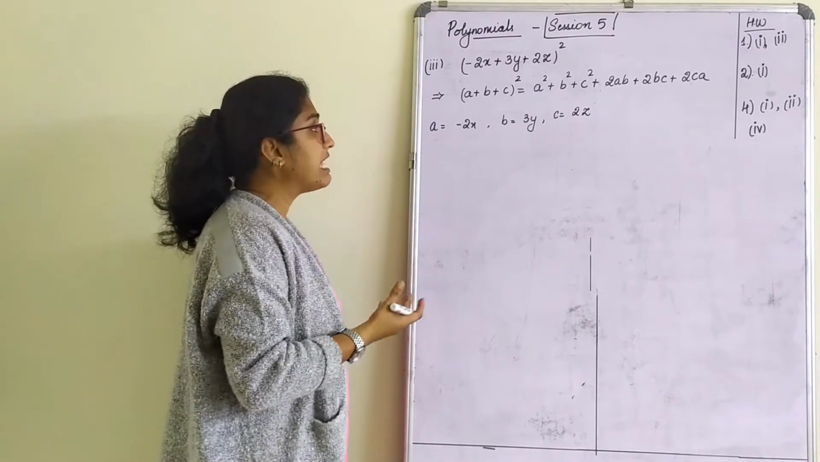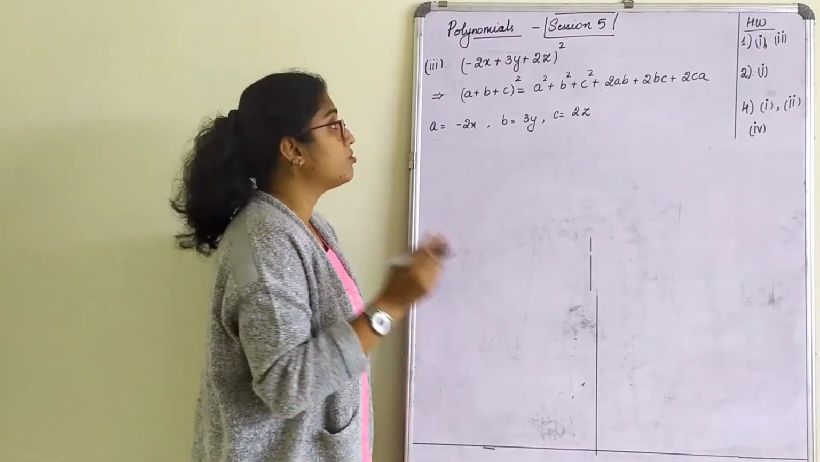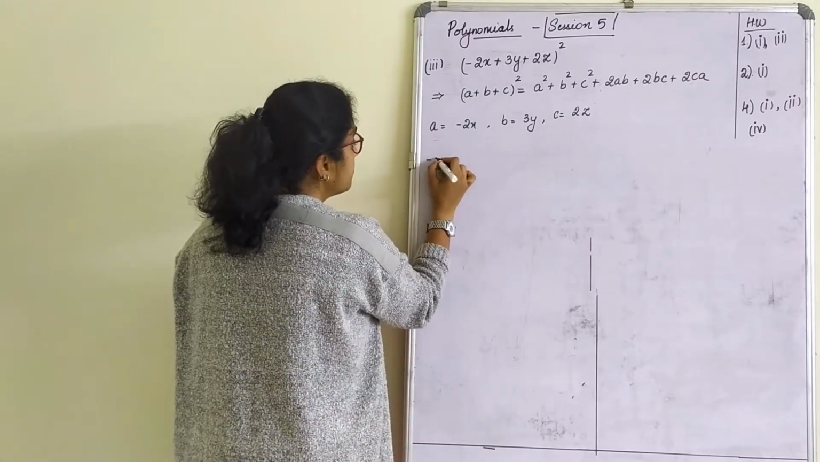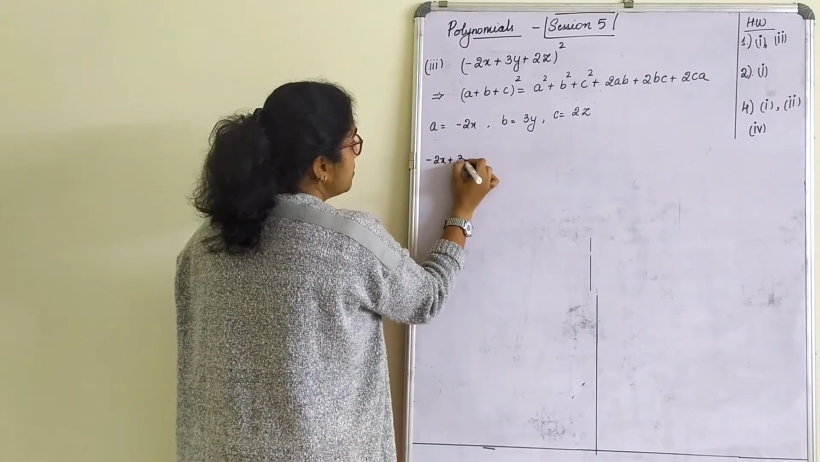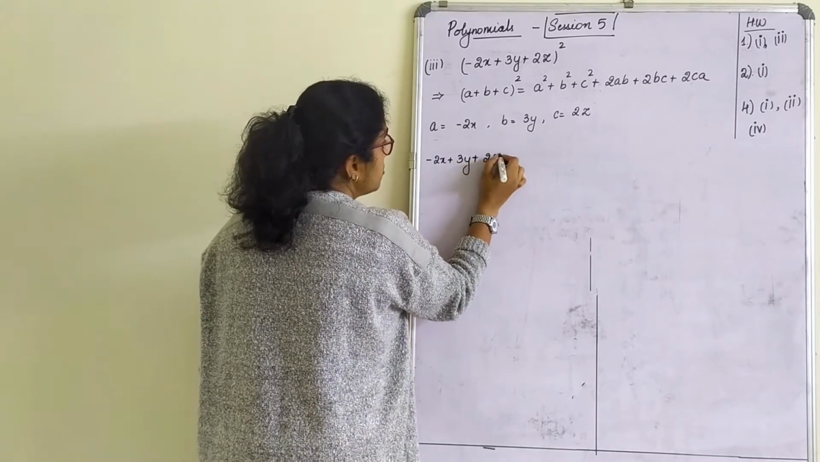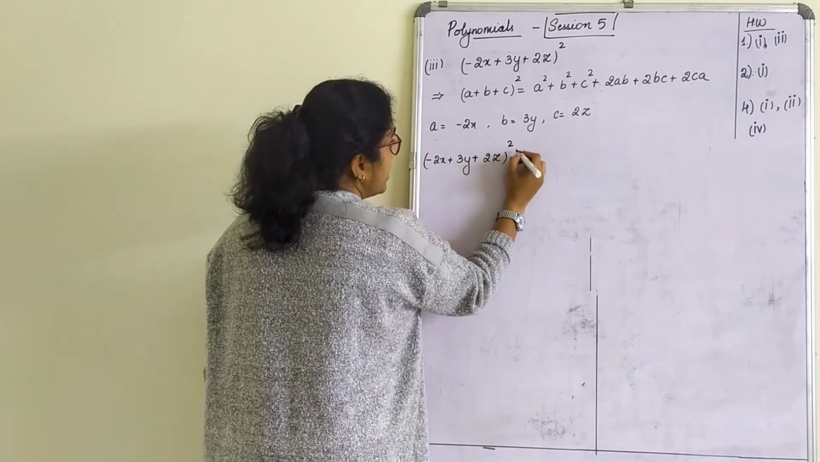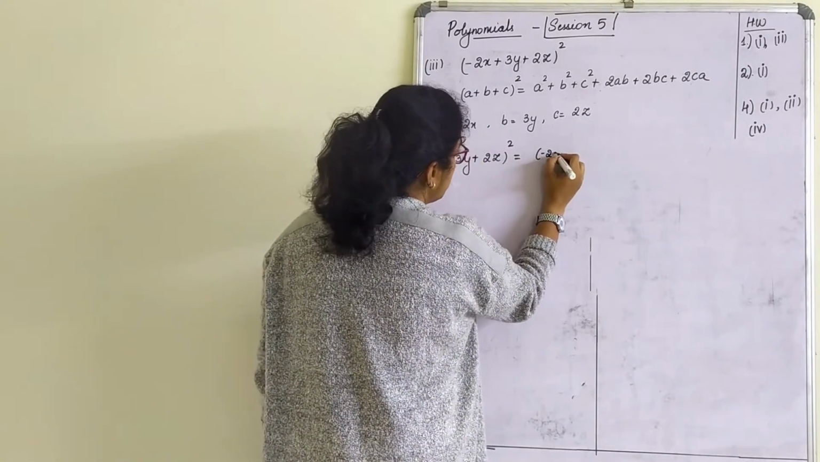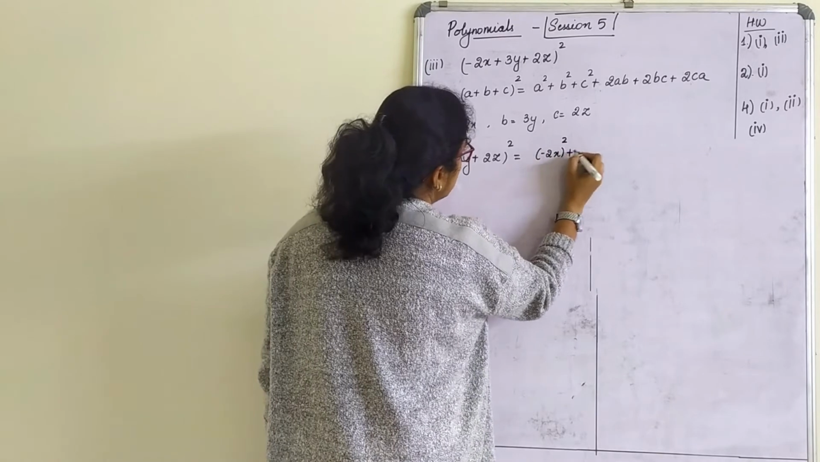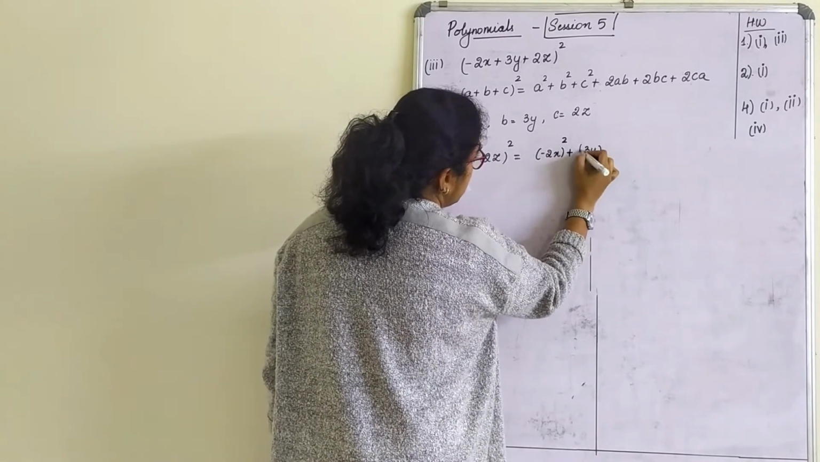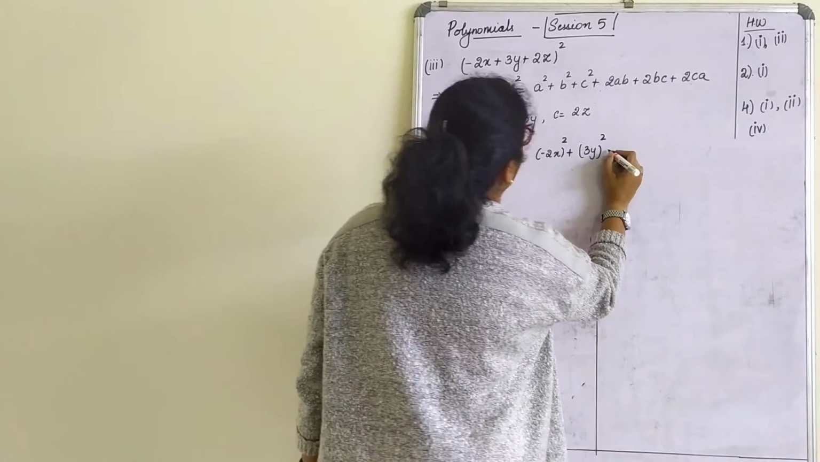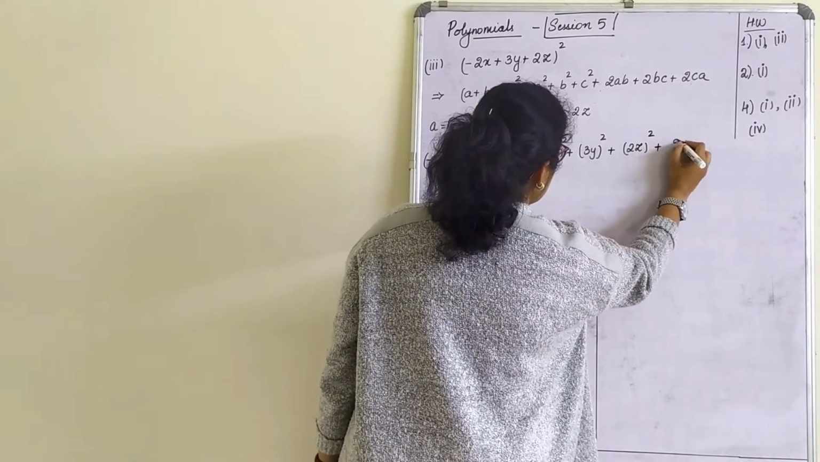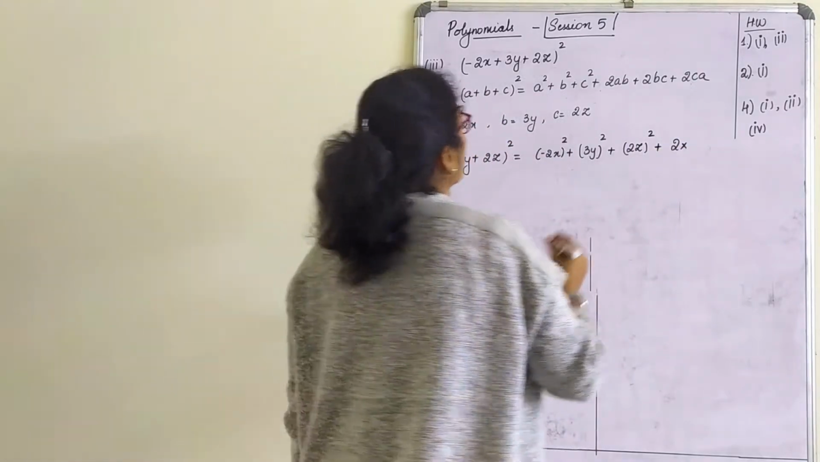2z. Now we know what is A, what is B, what is C. Our duty is to only substitute in the given formula. We read this once again. Minus 2x plus 3y plus 2z whole square is equal to a square plus b square plus c square. A square is minus 2x whole square plus 3y whole square plus 2z whole square plus 2 into a.